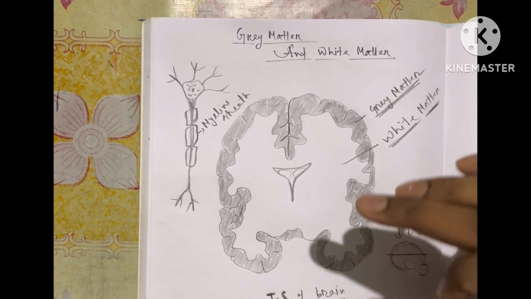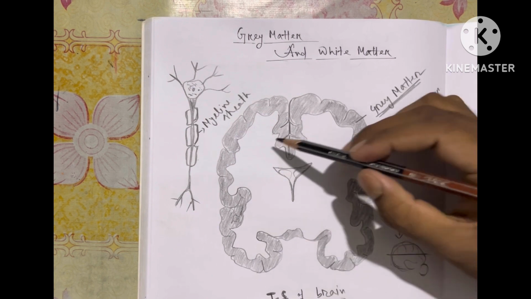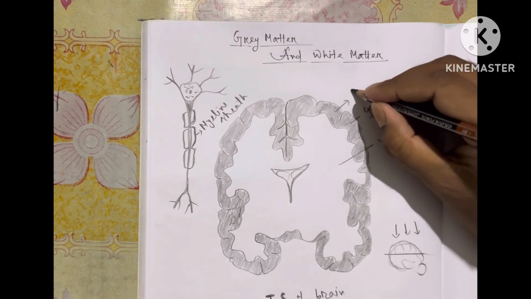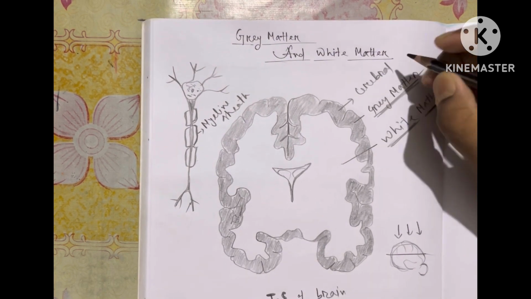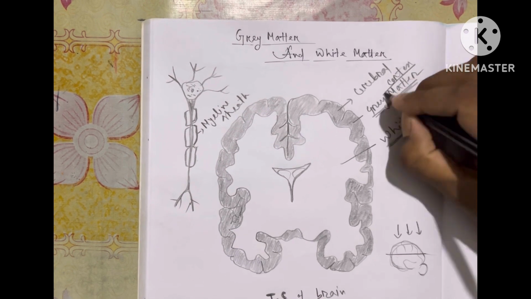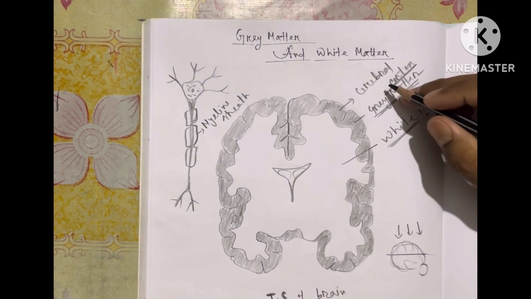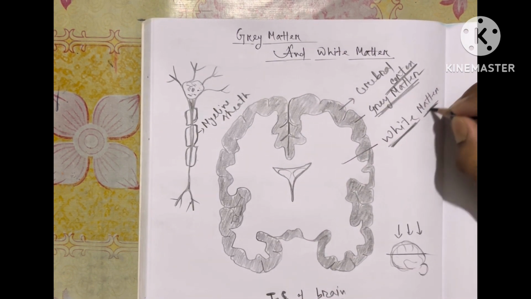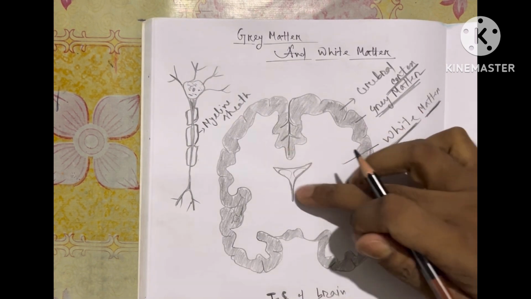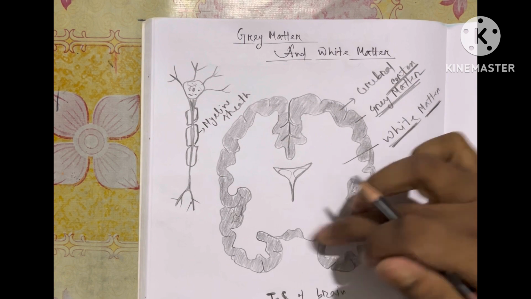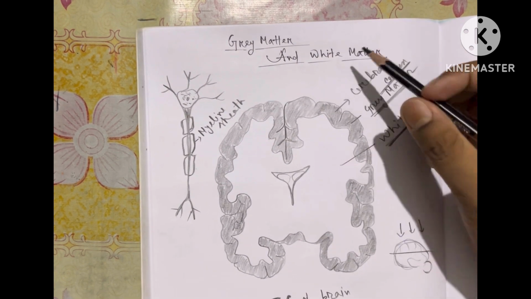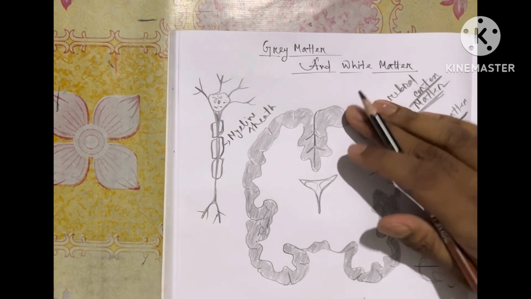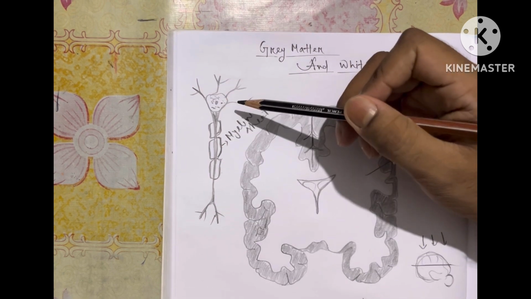So this is our brain, this is the cerebrum, and the periphery, the highlighted portion, is called the cerebral cortex, which is gray in color. The middle portion is also cerebrum, but it's not the cortex, and it is white in color. Now our question is why the cortex is gray and why the middle portion is white. For that purpose we need to understand the basic structure of a neuron.